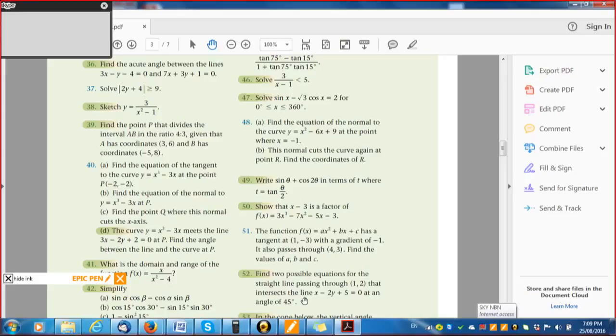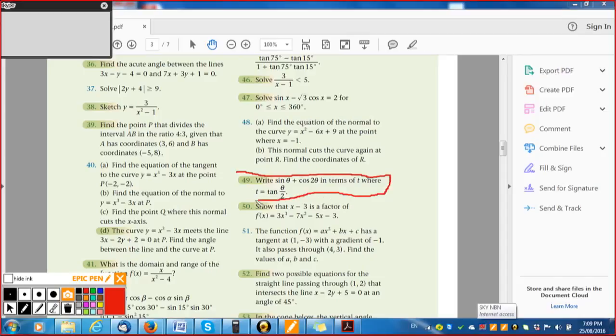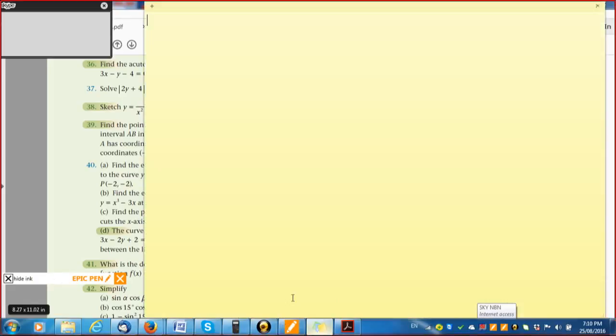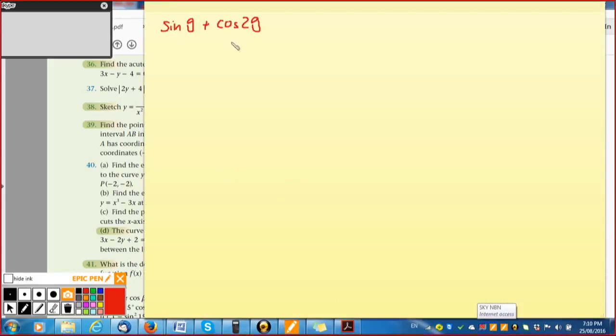All right. Now, the t formula. The t formula is used specifically where it would be impractical to use trigonometry. And what it allows us to do is use algebra instead of trig ratios to solve equations. So tan theta over 2 is equal to t. Does that make sense?